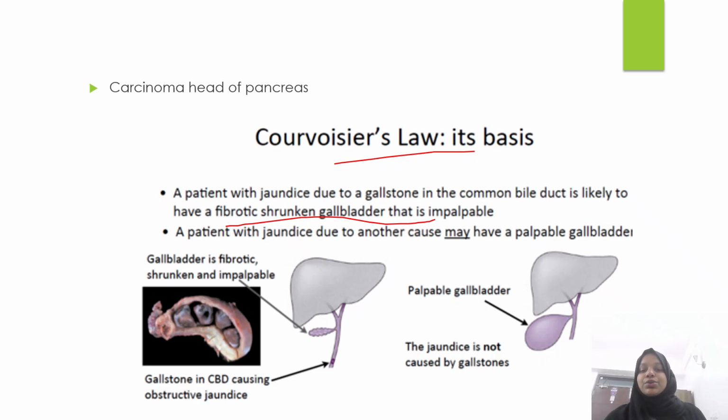A patient with jaundice due to any other cause may have a palpable gallbladder. So if it is a gallstone in the CBD causing obstructive jaundice, the gallbladder is usually fibrotic, shrunken, and impalpable. But if the jaundice is not caused by gallstone, it's usually palpable.